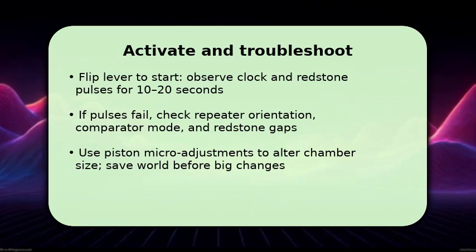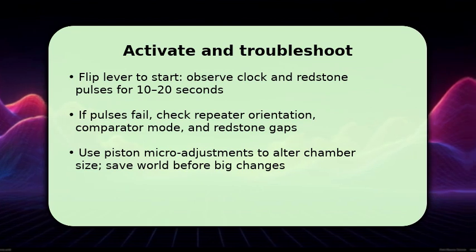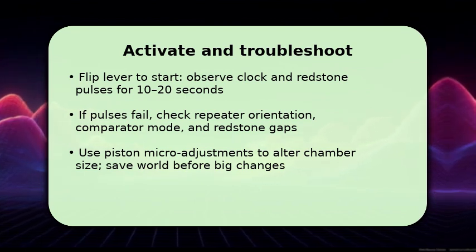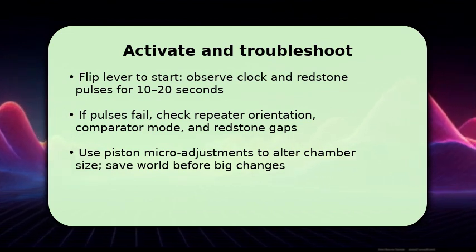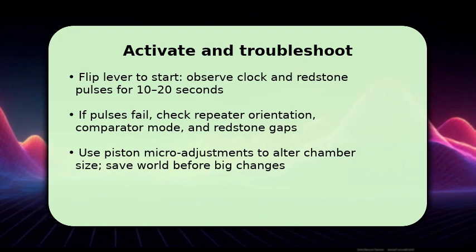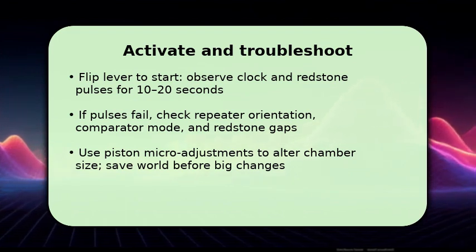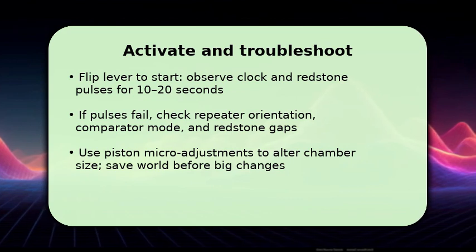Flip the lever to energize the redstone loop and watch the clock item inside the chamber sync with each pulse. This confirms your timing is correct. If it doesn't run, inspect repeater orientation, comparator subtraction mode, and any redstone gaps. Small misplacements break the loop.